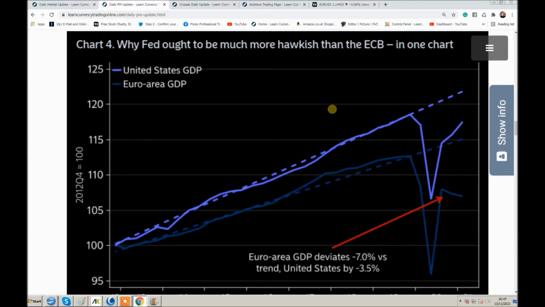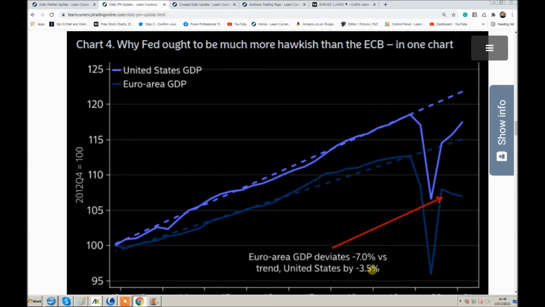Rate rises are going to come quickly in the US. They won't be coming quickly in the Eurozone. I'll discuss that in a little more detail in a moment. But this is to do with GDP. You can see US GDP going up in line with the trend, which is the dotted line. COVID hits, bang, down we go. Then we make a nice recovery. Eurozone takes a really big hit, recovery, and now we're kind of flatlining. You can see here, Eurozone GDP deviates by 7 versus trend, United States just by 3.5.